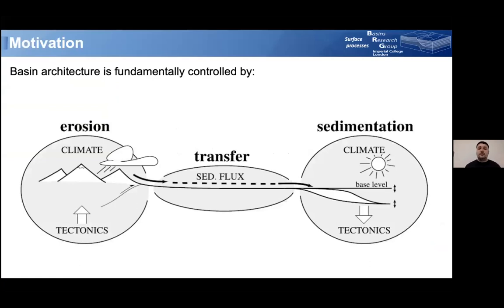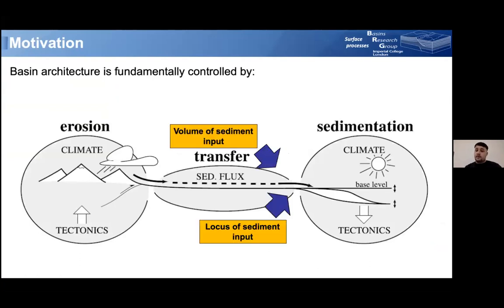The motivation behind this is that basin architecture is fundamentally controlled by locus of sediment input, volume of sediment input, and grain size. Now, in the simplified sediment routing system diagram, we have climate and tectonics occurring in the source region, which is causing erosion. This is then pushed down through the system via sediment flux, and then it's deposited in the basin, which is also subject to climate and tectonics. Now, in this talk, I'm not going to talk about locus of sediment input or volume of sediment input, but I'm going to focus on grain size.